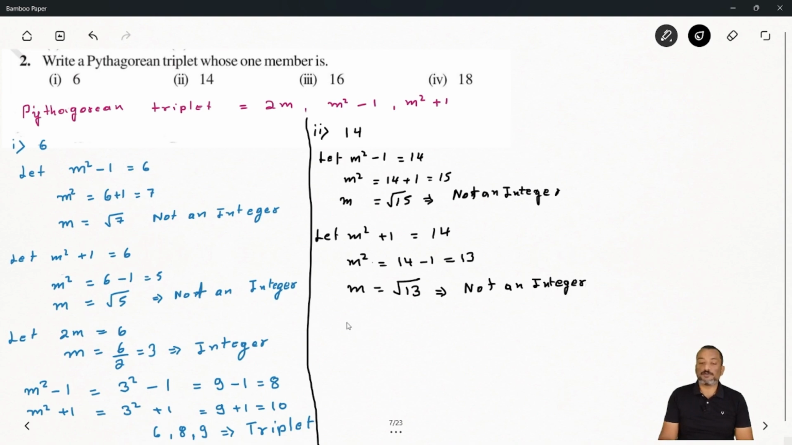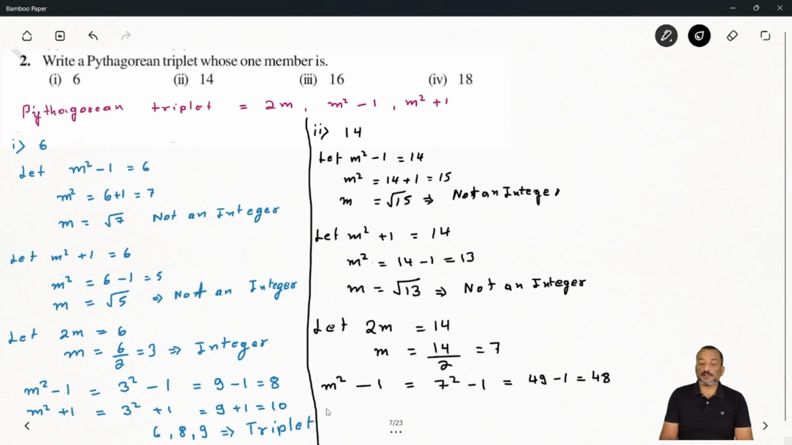Now same way we can take next one. Let 2m is equal to 14. Now so m is equal to how much you will get? 14 by 2. So you will get 7. So which means m value will be 7. Now same way, based on that you can find other triplets. So you can say other triplets m square minus 1. So it is equal to how much? 7 square minus 1. So you will get 7 square is how much? 49 minus 1. So you will get here 48.